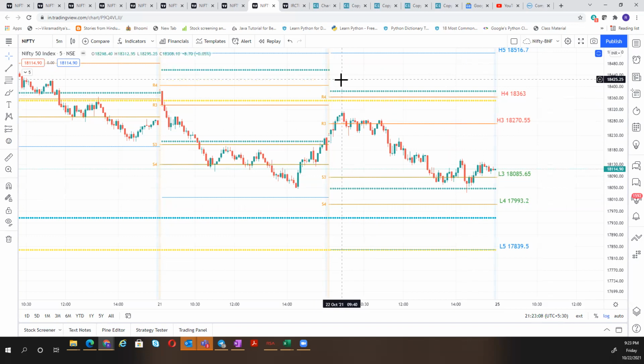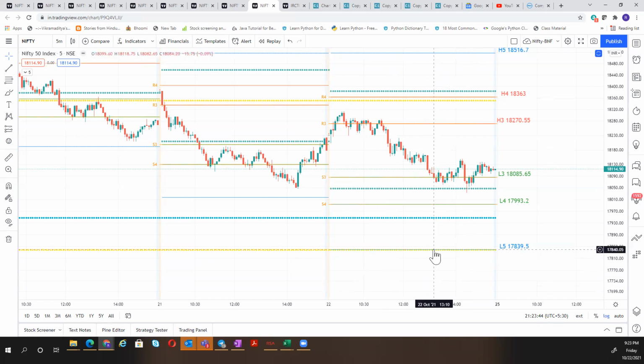R4 breakout means the market has broken out of the trend. It's a bullish trend. S4 breakout, it's a selling area, a bearish trend. Understand? Above R4 breakout, it's a bullish trend. Below S4, it's a bearish trend. The last level of resistance is H5. Even if it breaks H5, bullish trend. Below L5, it's again a bearish trend.